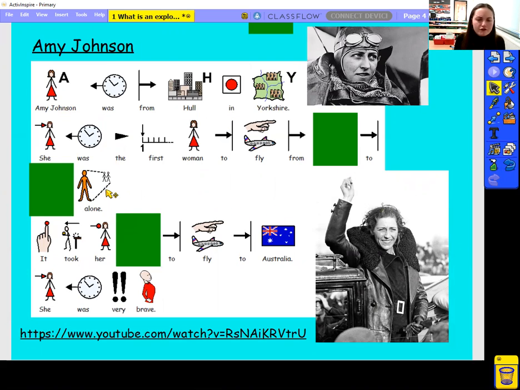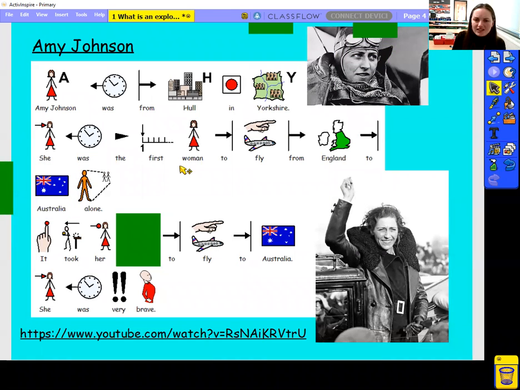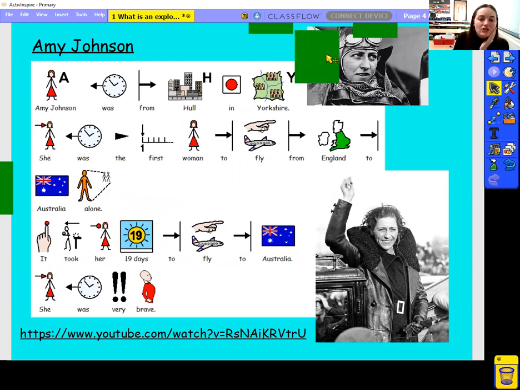Well done, she was from Hull in Yorkshire. She was the first woman to fly from to alone. Where did she fly from? Where did she set off from? Well done, she set off from England. And where did she go? She went to Australia. Fantastic, well done, Year 2. It took her to fly to Australia. How long did it take her to fly to Australia? I wonder if you can remember. Fantastic, it took 19 days for her to fly to Australia. That is such a long time. I wonder if she had any breaks on the way. I hope so.